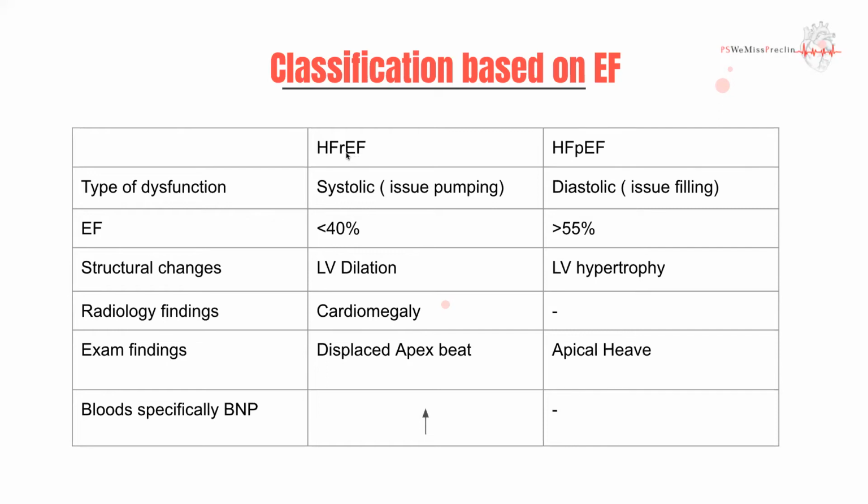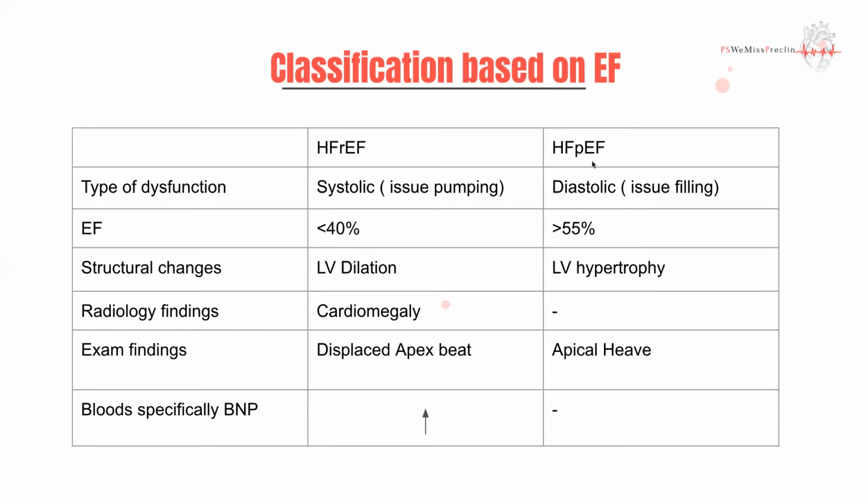And here's a good summary of that. So with a reduced ejection fraction, the dysfunction is systolic, or it's a pumping defect, as we talked about with the heart attack case, right? Because the heart is not able to pump well, although it's filling well, you're going to have reduced ejection fraction, versus HFpEF, where you're just not filling enough blood. The structural changes have been mentioned, and you can often observe cardiomegaly with reduced ejection fraction heart failure because you have a dilated ventricle. On exam findings, you can have a displaced apex beat for the very same reason, and you're going to have an apical heave with a preserved ejection fraction.